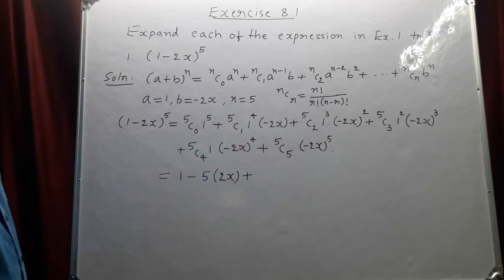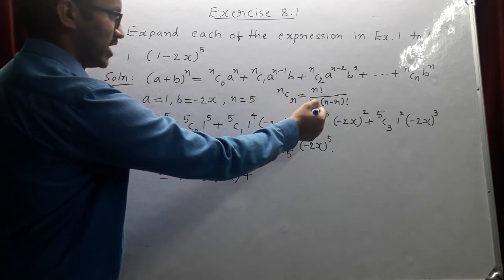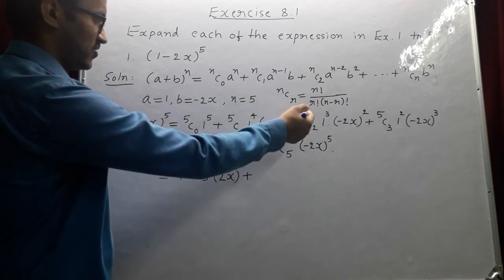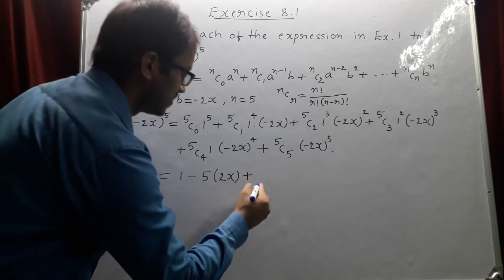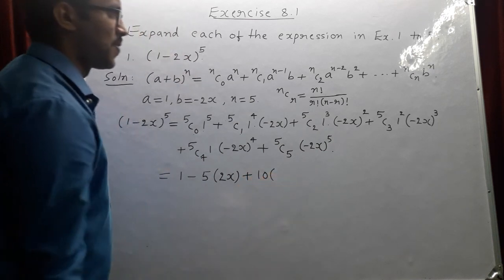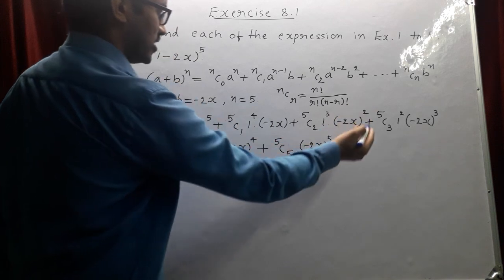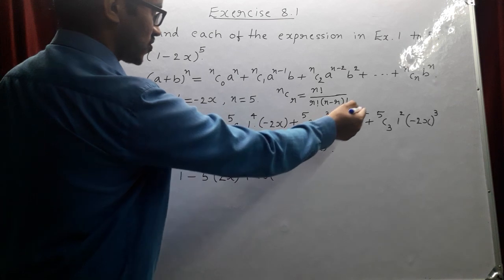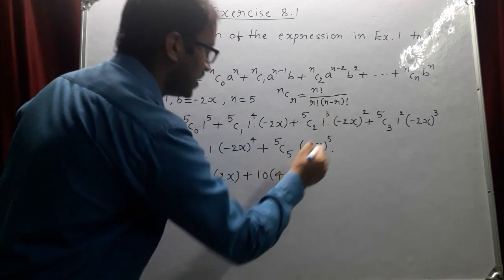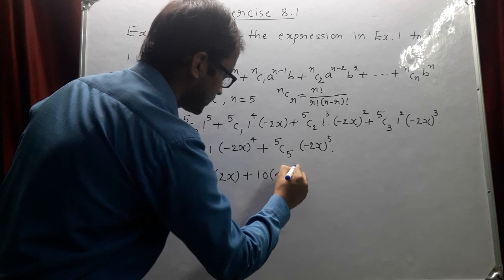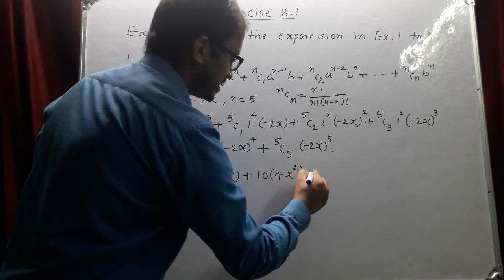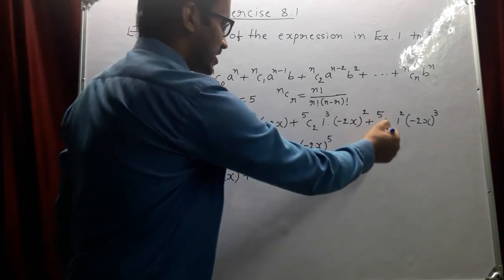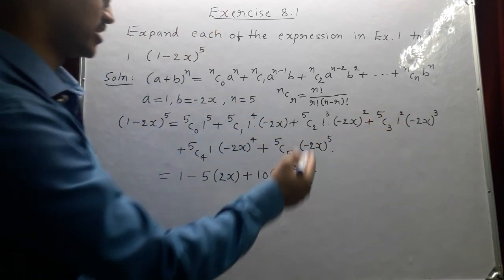5c2 means 5 factorial by 2 factorial into 5 minus 2 factorial. If you simplify, what you will get? You will get 10 into minus 2x whole square. If you square, what happens? Minus will become plus, 2 square is 4, into x square, plus 5c3. So this value is also 10.